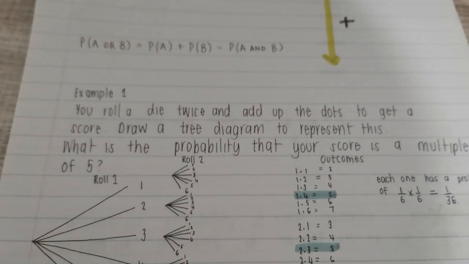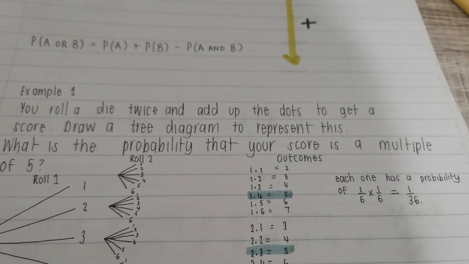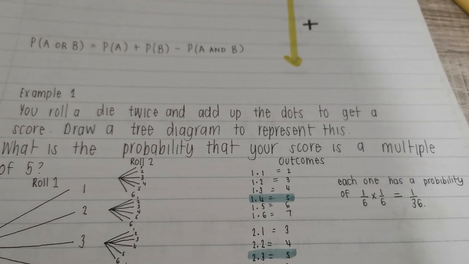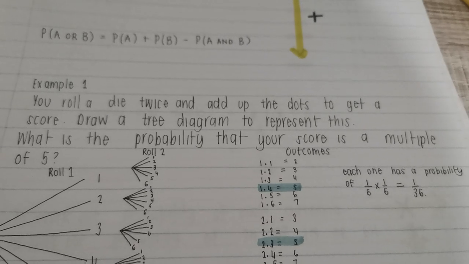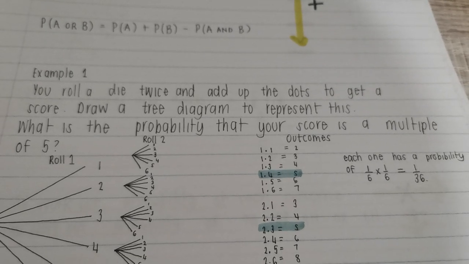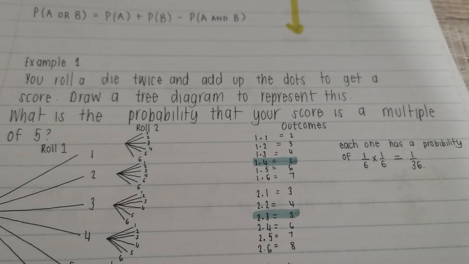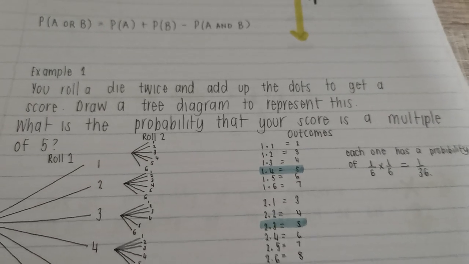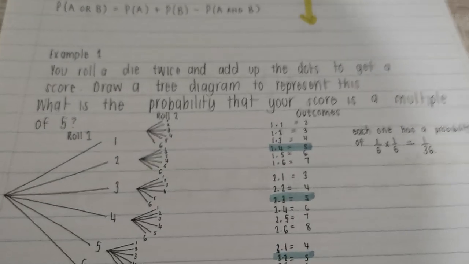So I found one of these questions. It was from the Siyavula website. It says that you're rolling a dice twice and adding up the dots to get the score. Draw a tree diagram to represent all of this. This was a pain to draw. I hope they don't ever ask you one that's so ugly to draw.